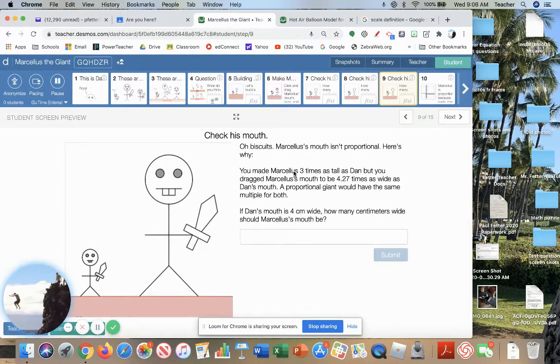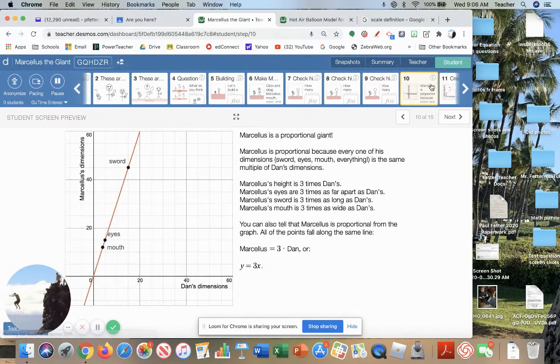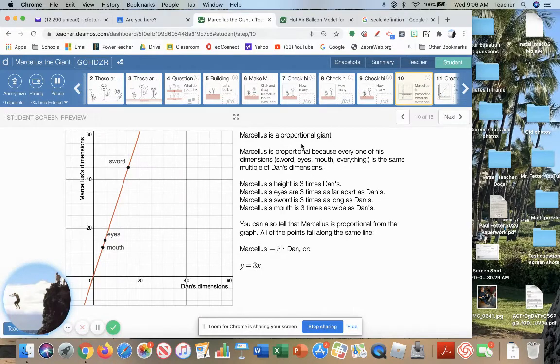Okay, let's look at number 9. His mouth is not proportional, so let's see. I made his mouth 4.27 times. Okay, use that scale. That's wrong. So if Dan's mouth is 4 centimeters wide, how many centimeters should Marcellus' mouth be? Well, 4 times 3 is 12. Number 10. All right, so now Marcellus is a proportional giant. Marcellus is proportional because every one of the dimensions, sword, eyes, mouth, everything, is the same multiple of Dan's dimensions.